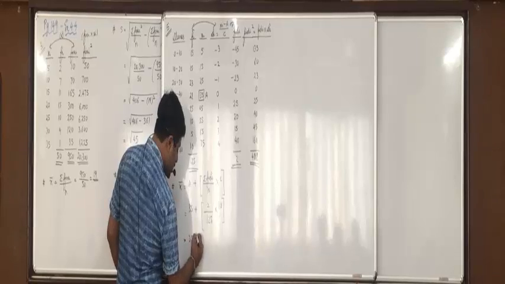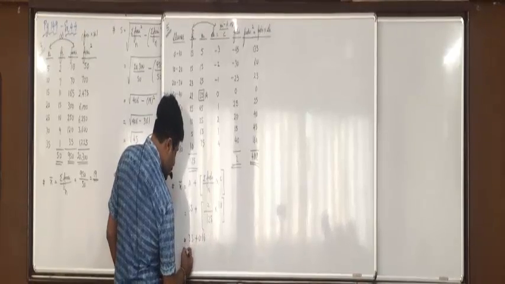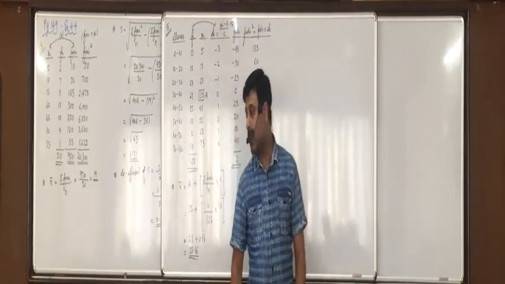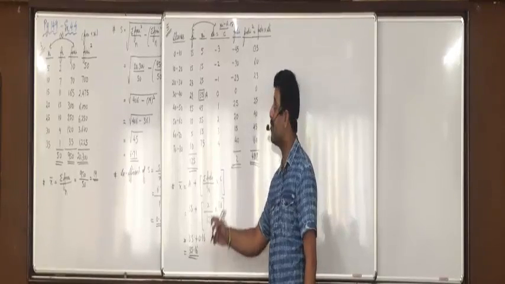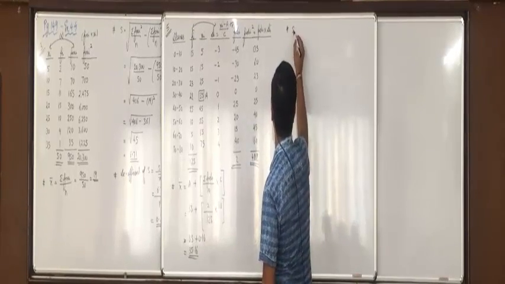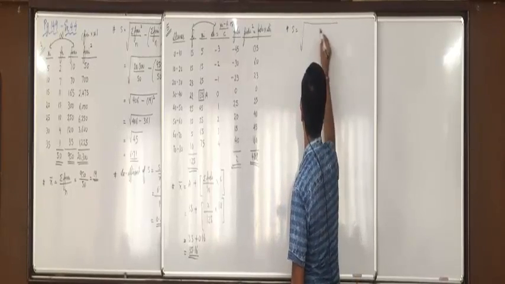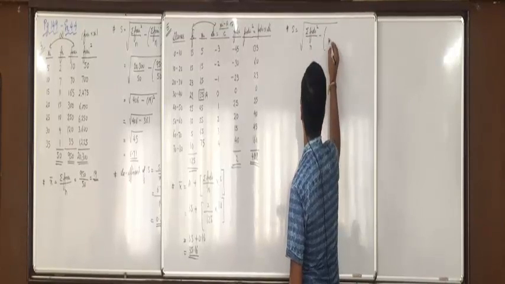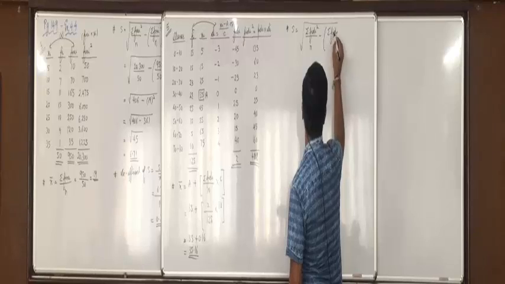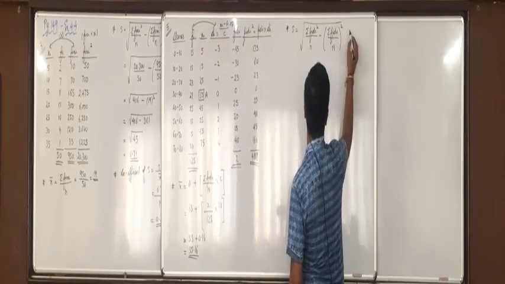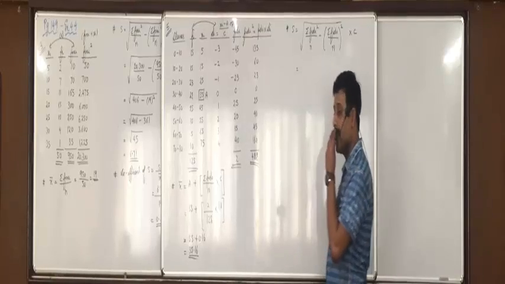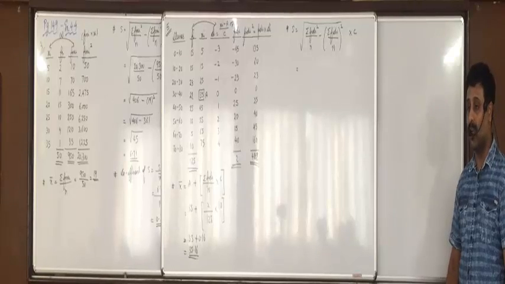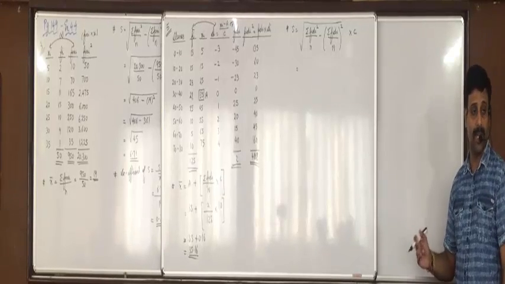So 35 plus 0.16, so 35.16. 2 into 10 upon 125 is 0.16. Now the standard deviation, shortcut method for continuous: square root of sigma Fi di square upon n minus (sigma Fi di upon n) whole square, and outside the square root, into c.